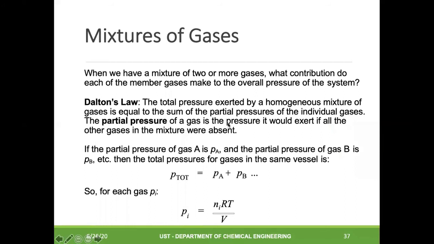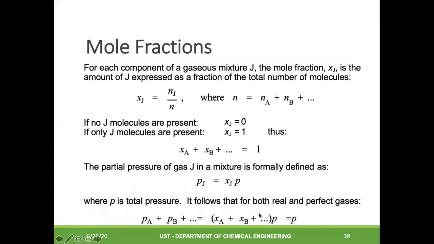The partial pressure of a gas is the pressure that it would exert if all the other gases in the mixture were absent. So let's say we have two gases in the vessel, A and B. The partial pressure of gas A could be represented by PA, and the partial pressure of gas B is represented by PB. So the total pressure is equal to PA plus PB. Thus the partial pressure of A could be equal to nA RT all over V.